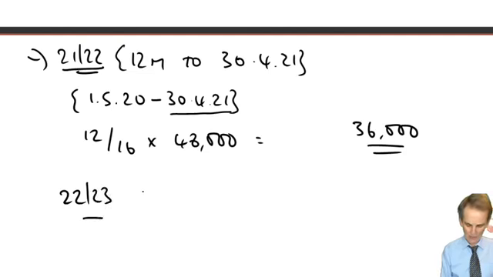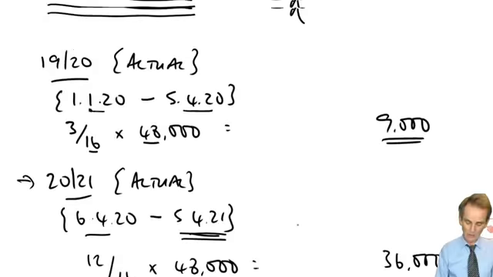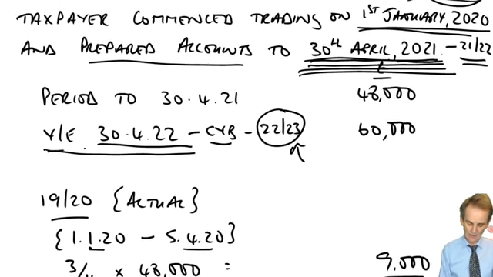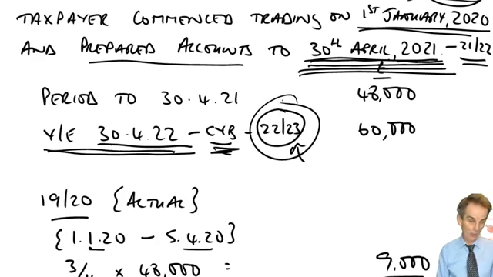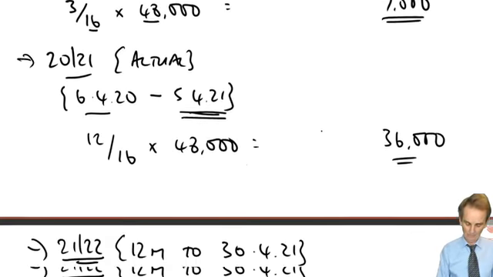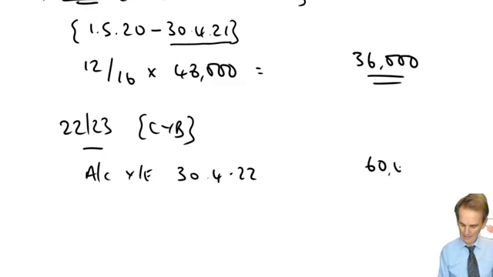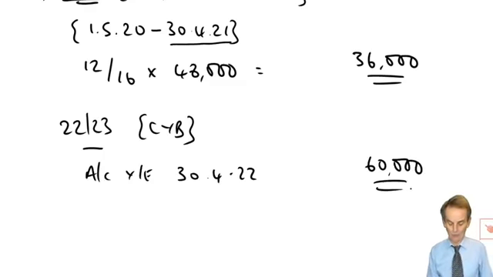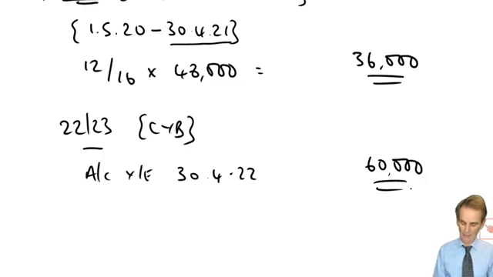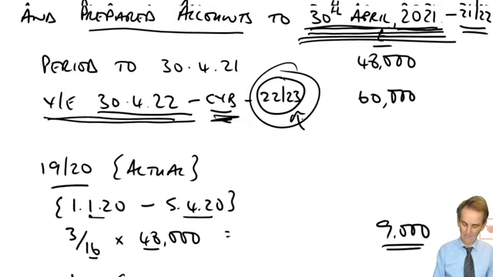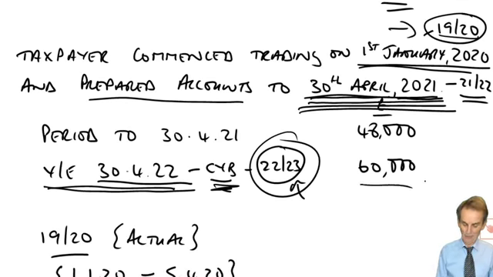Into 22-23, now we can use, as we identified when we looked at the information in the question itself, the year ended 30th of April 22, using CYB, assessable in 22-23. There we go. Let's get that written in there for accounting year end 30th of April 22, and I think we had some £60,000 worth of profit for that particular period. Let me just go back and check. Yeah, there we go, 60,000.